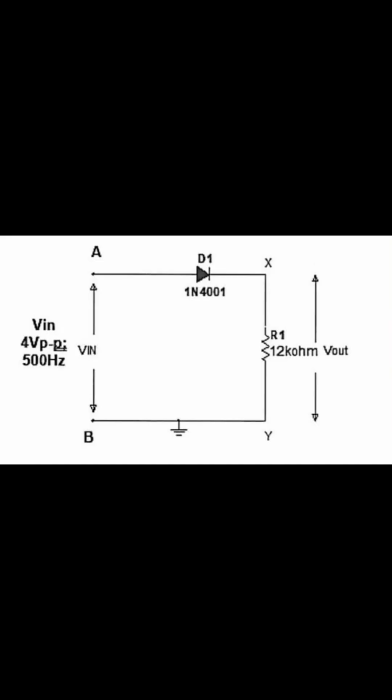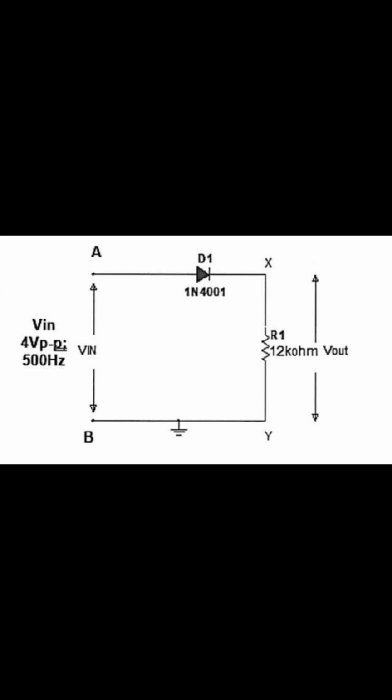The objective of this experiment is to investigate how diodes work in rectifier and clipper circuits, helping us understand their practical application. For the half-wave rectifier, components and circuit path: Vin, input AC signal, 4 Vpp (volts peak to peak), 500 Hz. This is a small AC signal source.